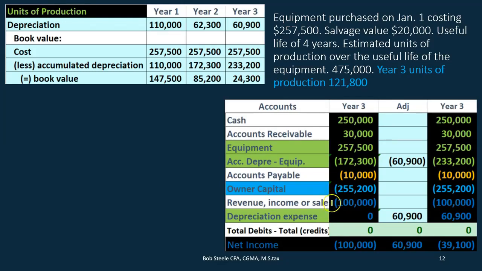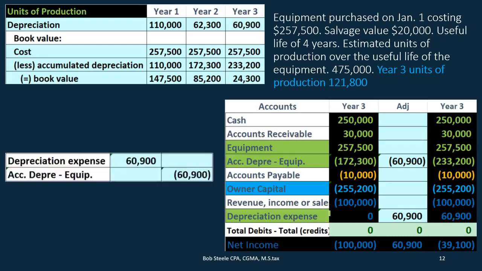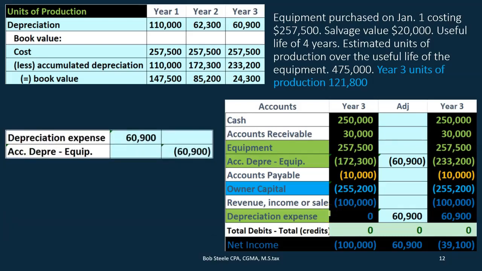We can see that the revenue account is at 100,000. That's not the same 100,000. We're assuming we earned the exact same amount of money in year 3 as we did in prior years in order to hold all else equal so that we can see the effect of this journal entry over multiple years. So in the journal entry, we're going to debit depreciation expense once again, credit accumulated depreciation once again for the amount calculated in year 3, being 60,900. If we look at the posting of that, then the depreciation is going to go from 0 up by 60,900.